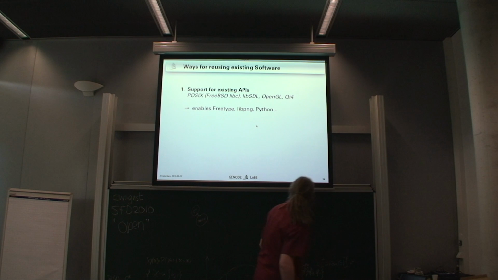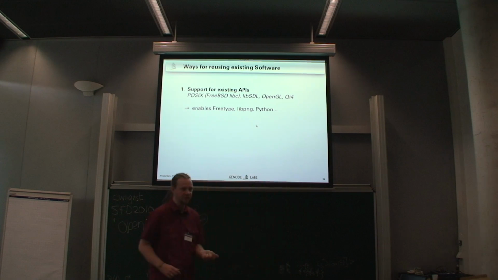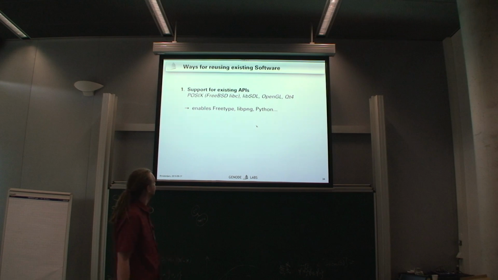A question often asked about creating a new operating system, and also talked about by Kyle today, is how to use existing software. We don't want to write everything from scratch. And the first obvious thing to do is to support existing APIs. And we have done so. We have ported FreeBSD's libc to make a kind of POSIX-like environment. We have also ported popular libraries like libstdc++.